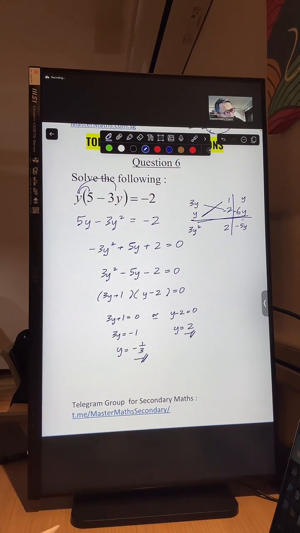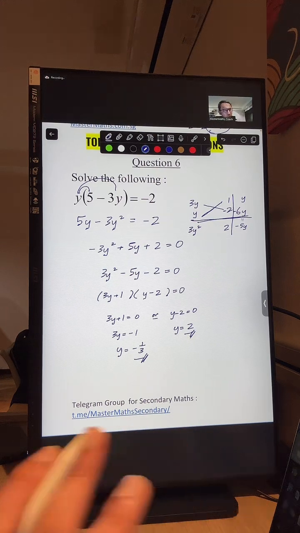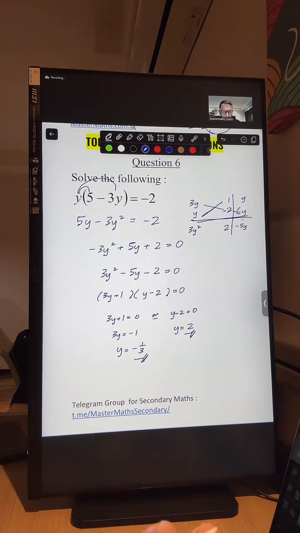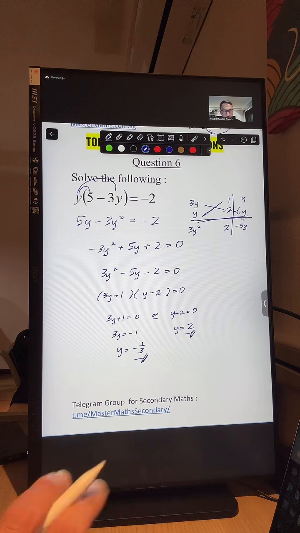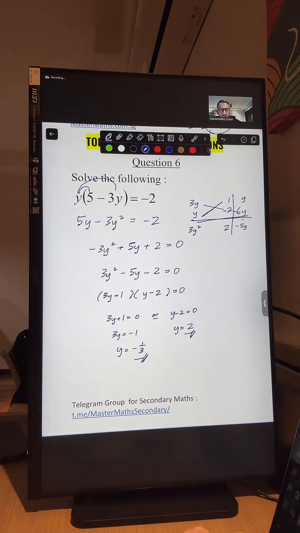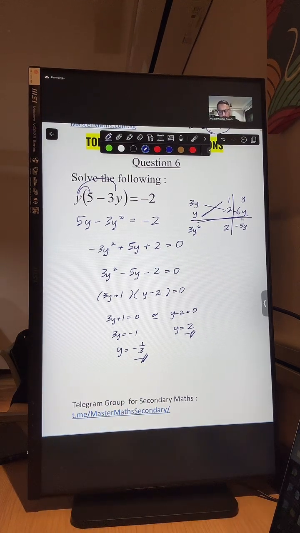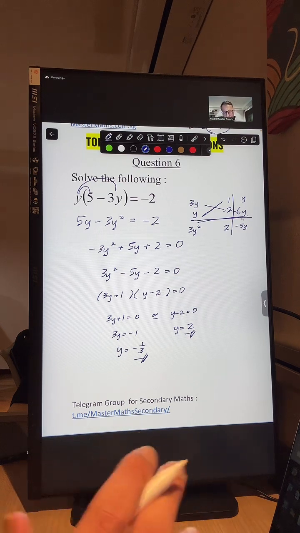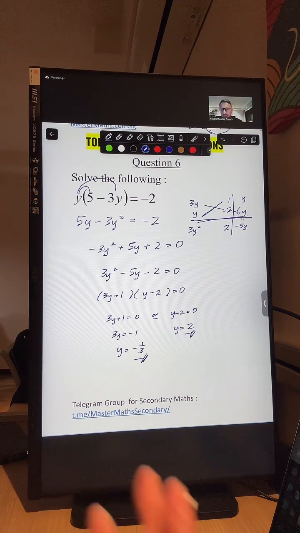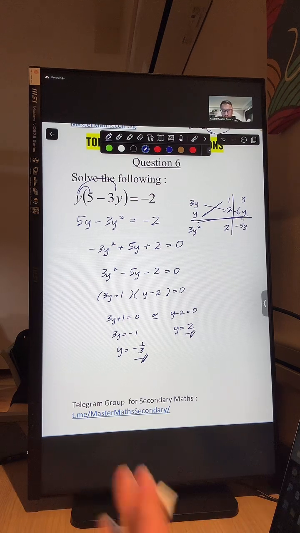Can we use quadratic formula also? Can. If you want to use quadratic formula, by all means. Okay? Doesn't mean you only need to use factorization. You can use quadratic formula also. So again, to recap, there are 4 methods to solving the quadratic functions. Quadratic formula, factorization, completing the square, and the graphical method. But of course, the methods that we usually would use are factorization and quadratic formula. Sometimes we use completing the square, if the question tells us to solve by completing the square.